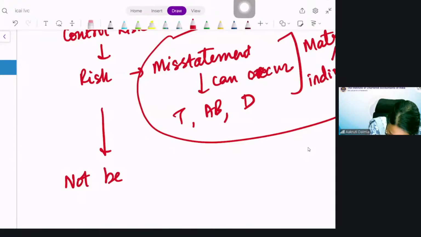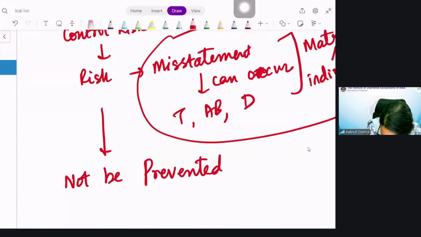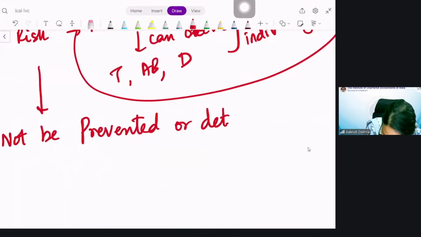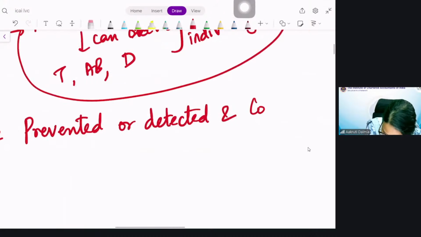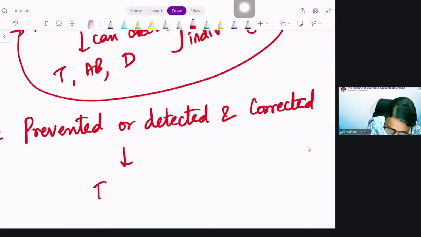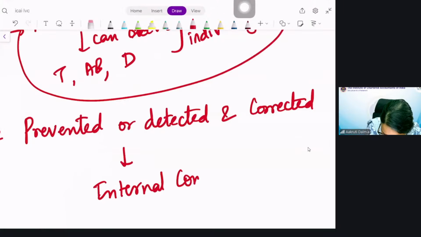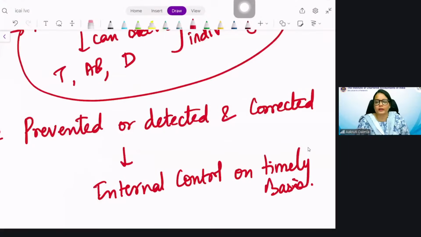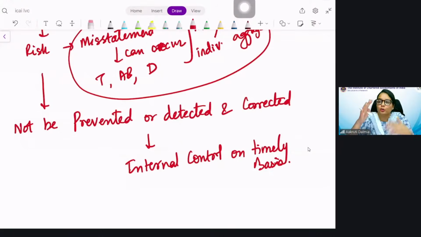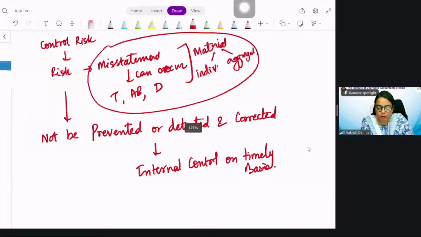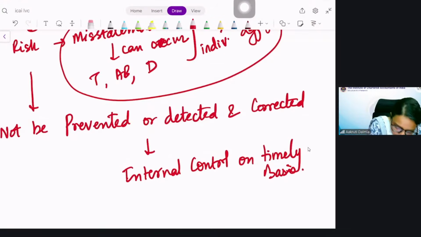which will not be prevented, or detected and corrected by the internal control system on a timely basis. So even if you decide that you want to start a business, you will study the inherent risk of that business. To reduce that risk, you will create an internal control system. But that internal control system may not always work. And that risk is called control risk. So control risk is a risk that some misstatement may not be prevented or detected and corrected.